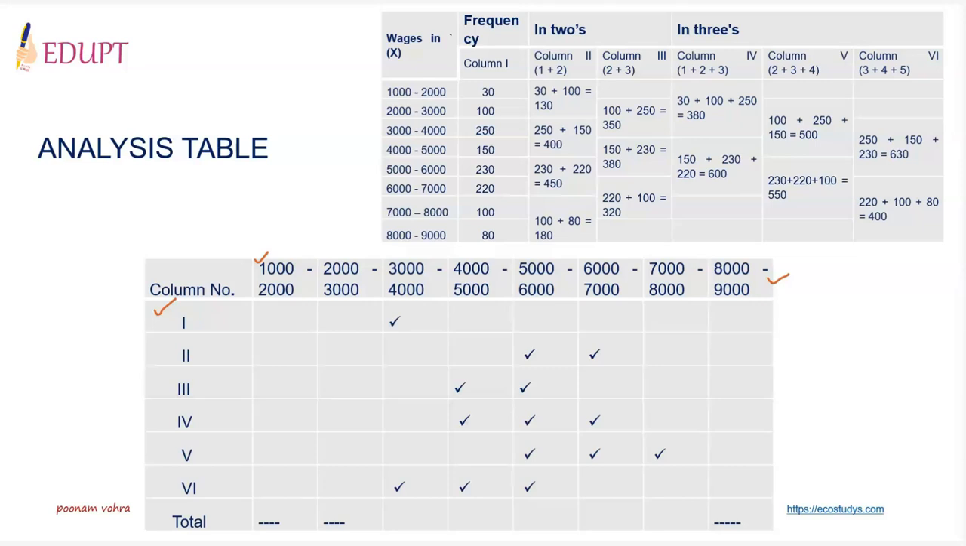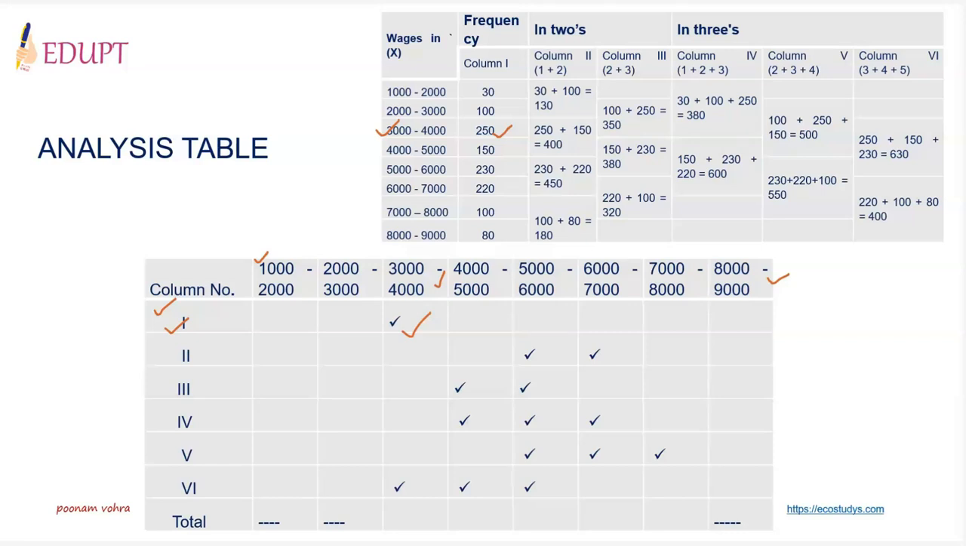Beginning with the first column, here the highest frequency is 250, corresponding to 3000 to 4000 as class interval. So against column 1, we shall put a tick mark corresponding to the class interval 3000 to 4000.